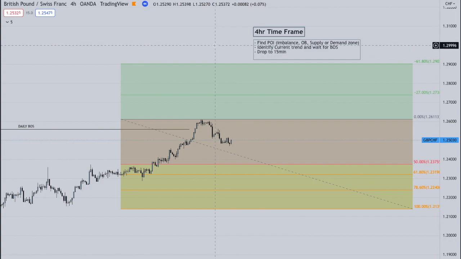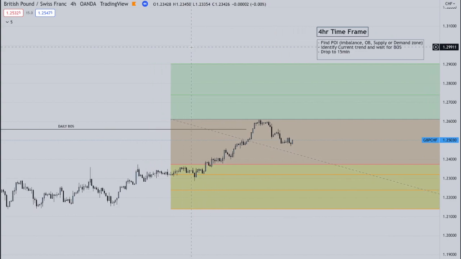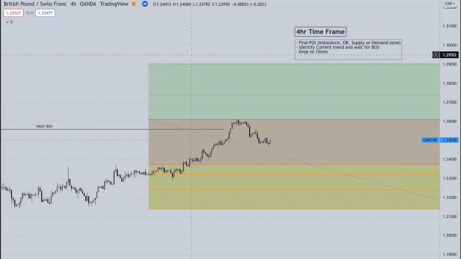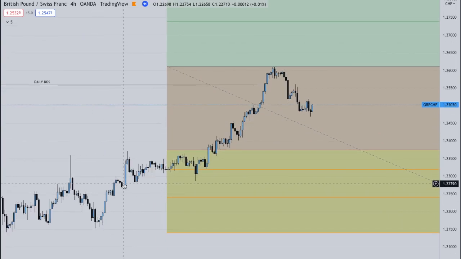Okay, now we're on the 4-hour time frame, and it says find your point of interest, which is an imbalance, an order block, or a supply or demand zone. So first thing we want to do is look at where price has retraced to, possibly within this premium pricing zone. If we look at the market, we can see price is going up in a staircase type situation, it's bullish. But as we can see, price has wicked back and tapped this level of demand here, this order block. And we can also notice on this 4-hour that we have some sort of an imbalance here.